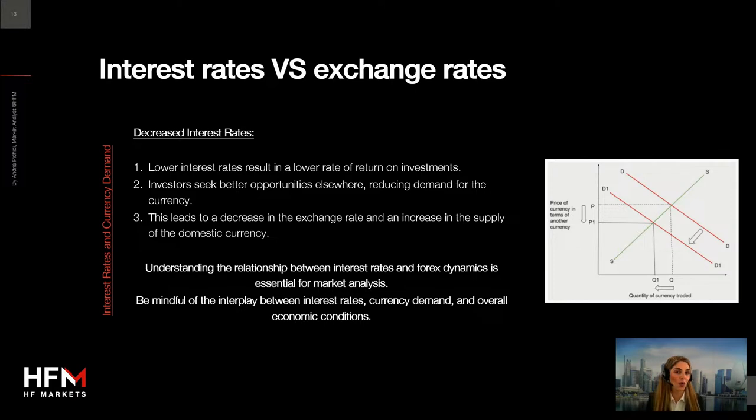Neither high, neither low. The interest rate shouldn't be too high or too low. We want stability. That's why every single central bank has its own target. So, for example, the ECB is at a 2% interest rate.